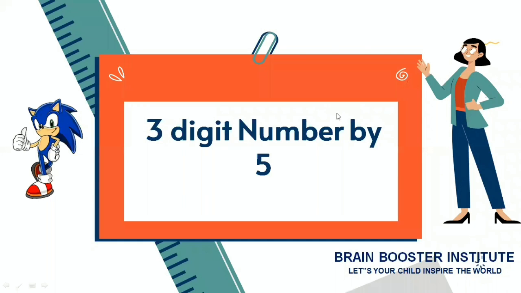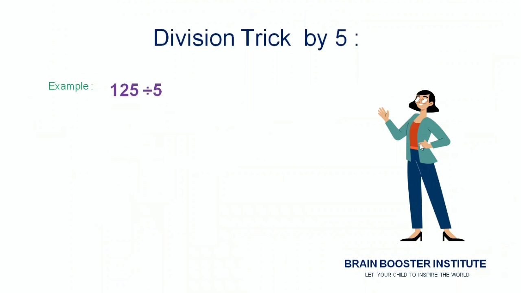Wow. So for 2-digit numbers, my dear friends, we have seen the technique for division by 5. Now let us check whether the same technique is applicable for 3-digit numbers or not. So children, friends and teachers, let us take one 3-digit number now. The 3-digit number is 125.